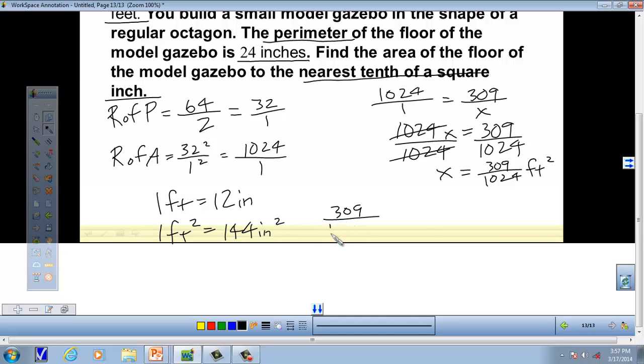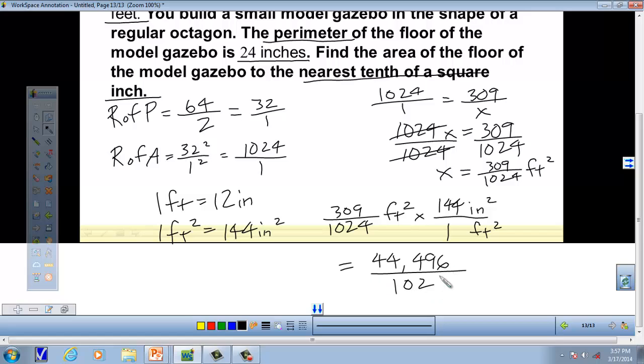So we've got 309 over 1024, and that's square feet. We're going to multiply that times this conversion factor right here. And since we want feet to cancel out, we have the feet on the bottom, the inches on the top. We know that 144 square inches over 1 square foot is what we have. Multiplying that out, we get 309 times 144. That's going to give us 44,496 over 1024.